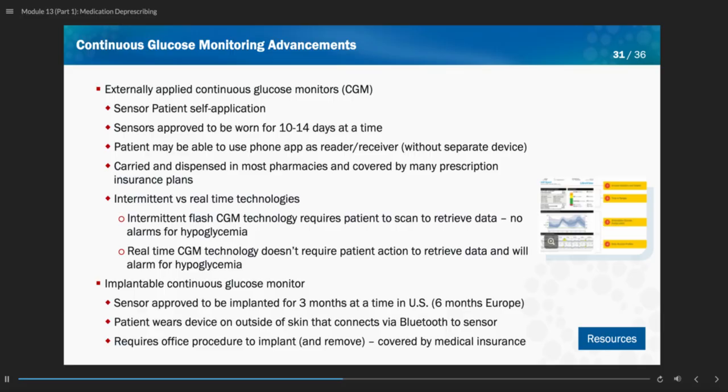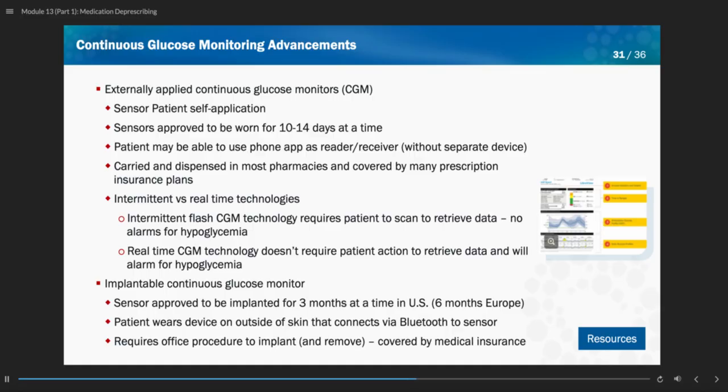Sensors are typically either worn on the upper outer arm or in the abdomen area. This is decided depending on the device manufacturer settings. And typically they're worn for 10 to 14 days at a time. We could see the length of time continue to change in the future, though, as future studies and new products enter the market. With these new systems, patients may be able to use a smartphone application as the reader or receiver device that's actually capturing the glucose data. Older continuous glucose monitoring systems require patients to use a separate reader or receiver device, so it's just another burden, something else that they'd have to remember to take with them wherever they were going.